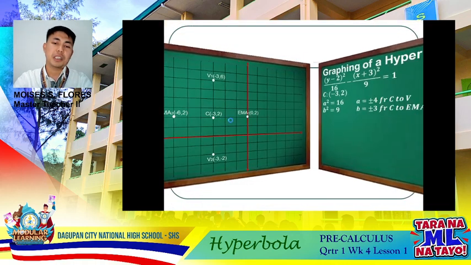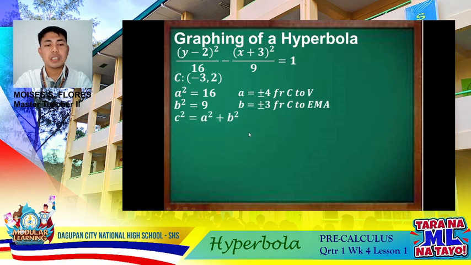Let's proceed further. This time, our C. So we have 16 plus 9. Okay, it's 25.